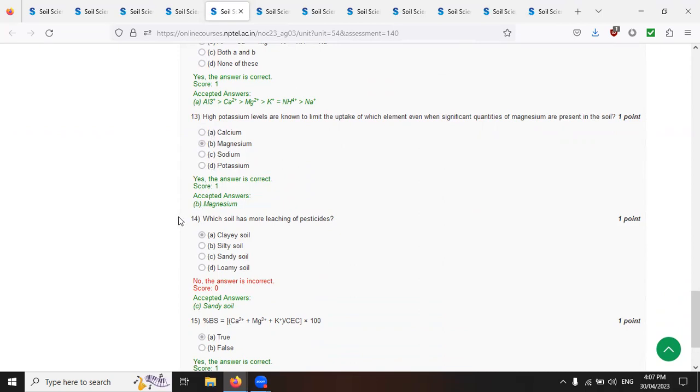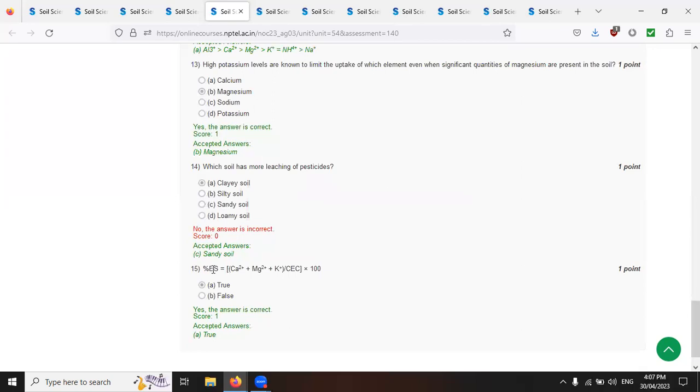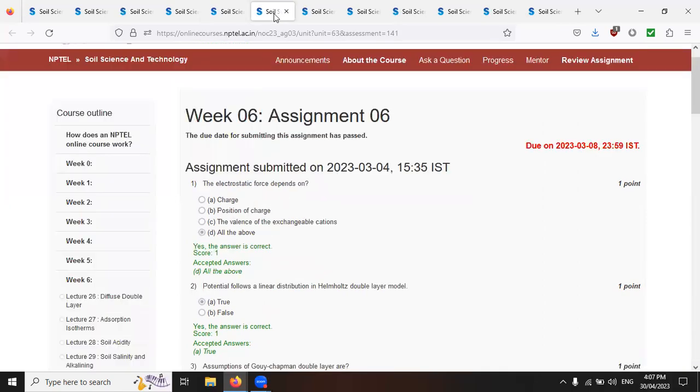Which soil has more leaching of pesticides? Clay, silt, sand, or loam? So it's sand, leaches out bad. Percentage of BS equals all of that. Is it true or false? It was a math thing, sorry, I'm not going to read it all.